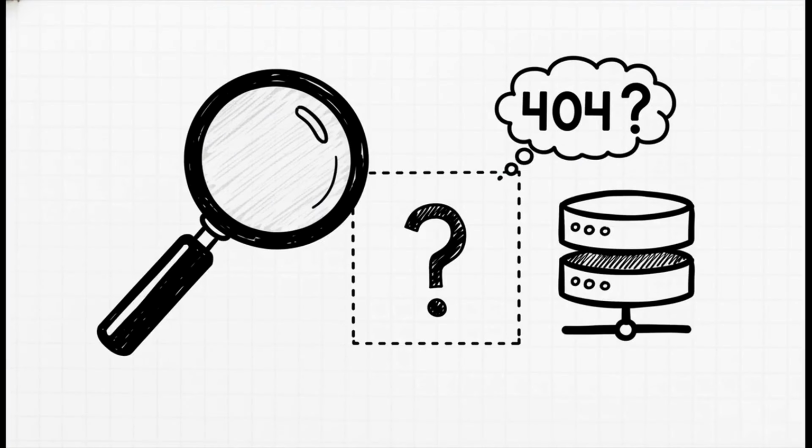Okay, so the happy path is covered. But what about when things don't go right? What happens when a user asks for something that just isn't there? A great API handles this with grace. So now we test the not found scenario.